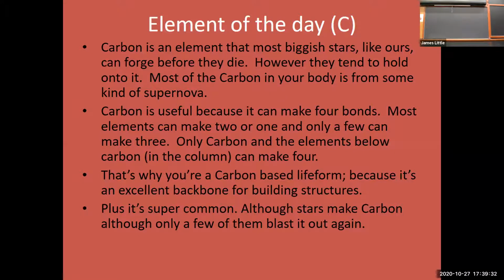Carbon is primarily useful because it can make 4 bonds. Most elements can only make 1 or 2 bonds, and a few can make 3. Only carbon and elements below carbon in the column on the periodic table of elements can make 4 bonds. So as far as that goes for you, look at the periodic table of elements, then look 1 down. The very first element beneath carbon is silicon. That's why computers have silicon as the basis for how they work, because silicon is as useful as carbon.